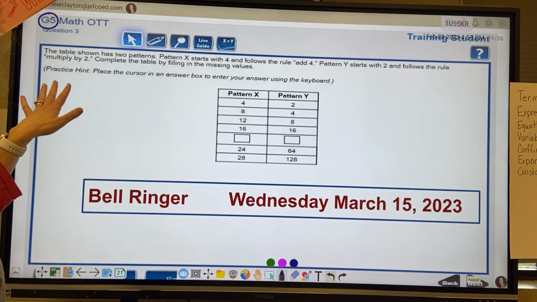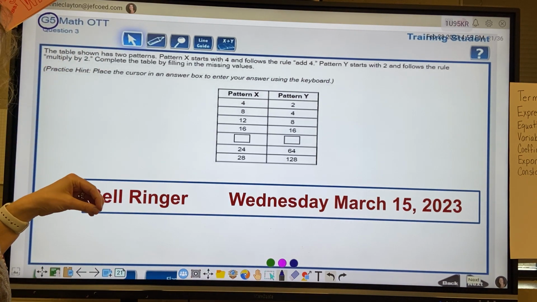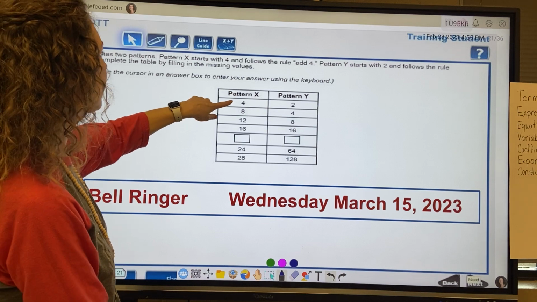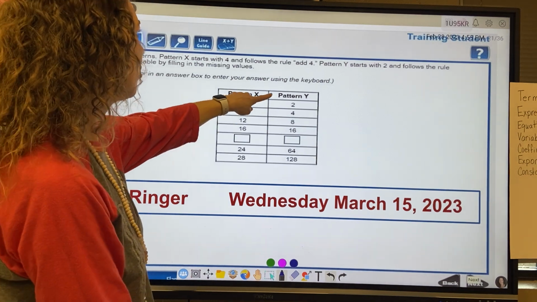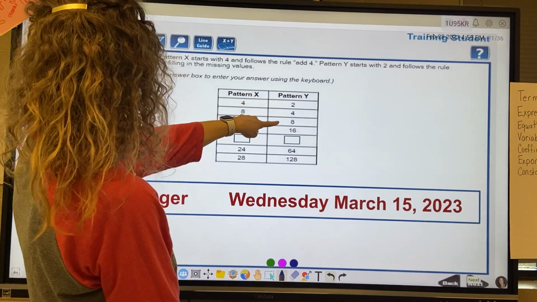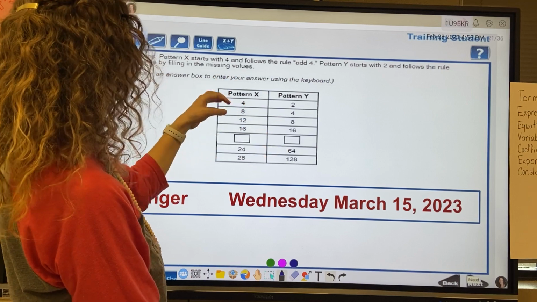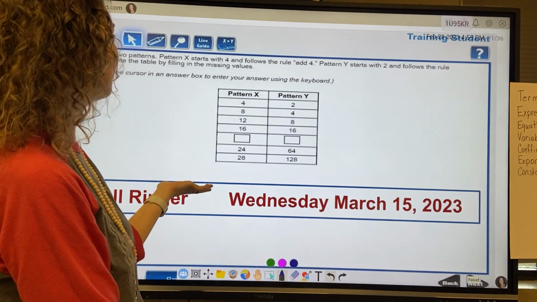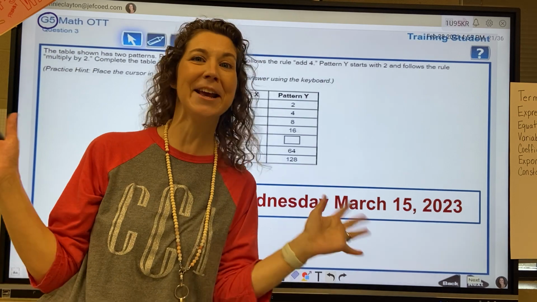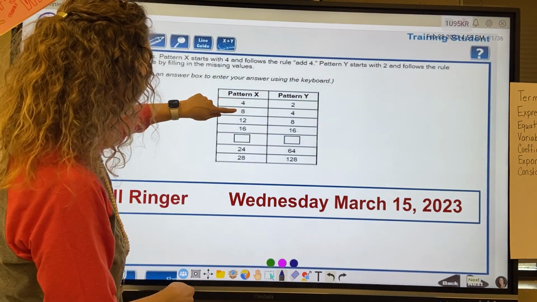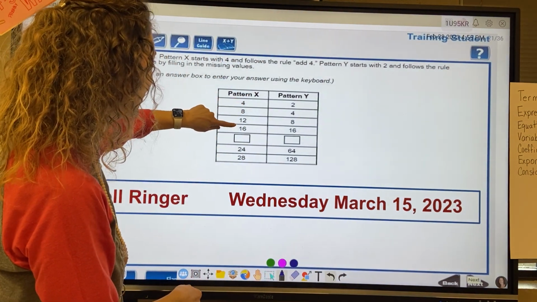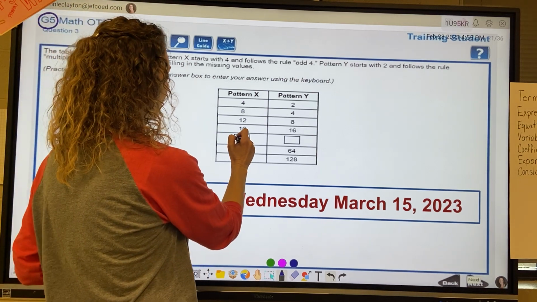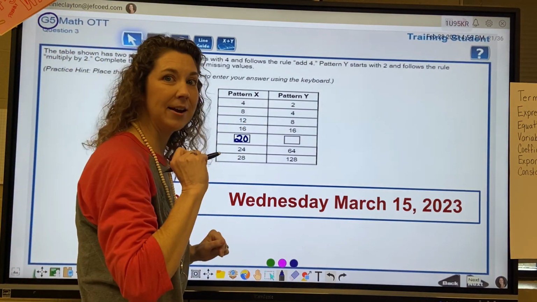The table shown has two patterns. Pattern X starts with 4 and follows the rule add 4. Pattern Y starts with 2 and follows the rule multiply by 2. Complete the table by filling in the missing values. Okay, this should be easy enough. 4, 8, 12, 16. What would come after 16? Hopefully you knew a 20 went there.